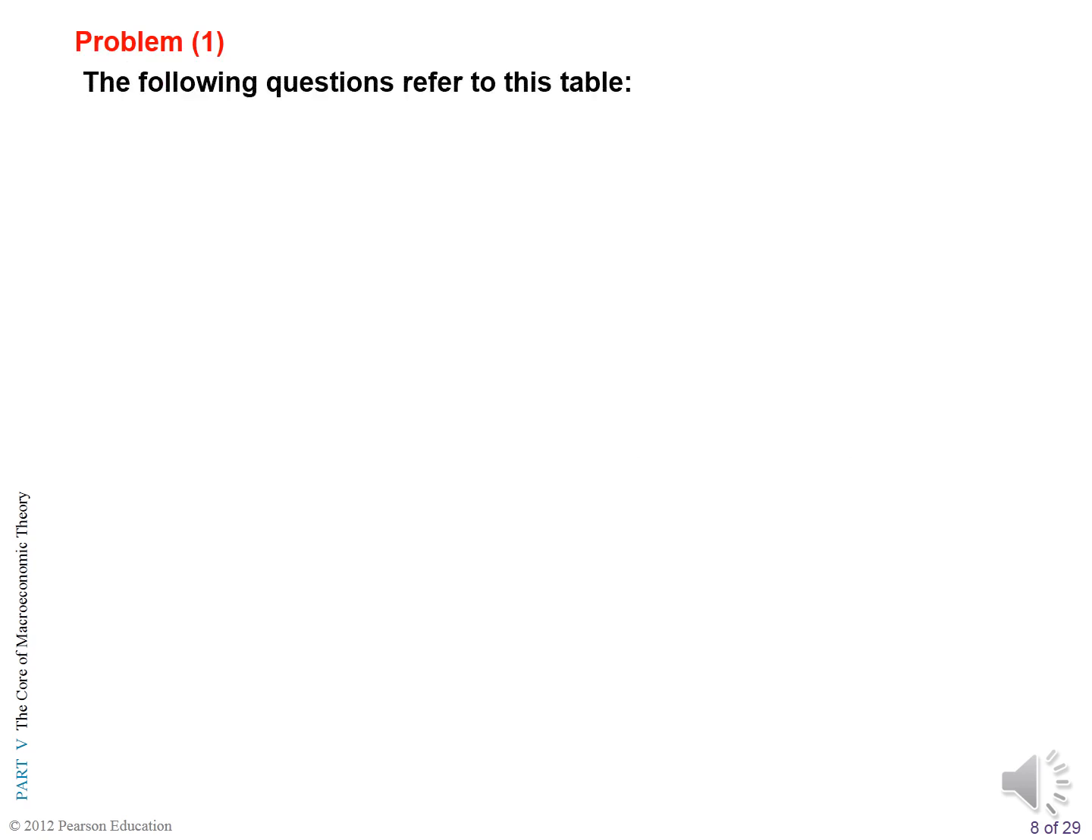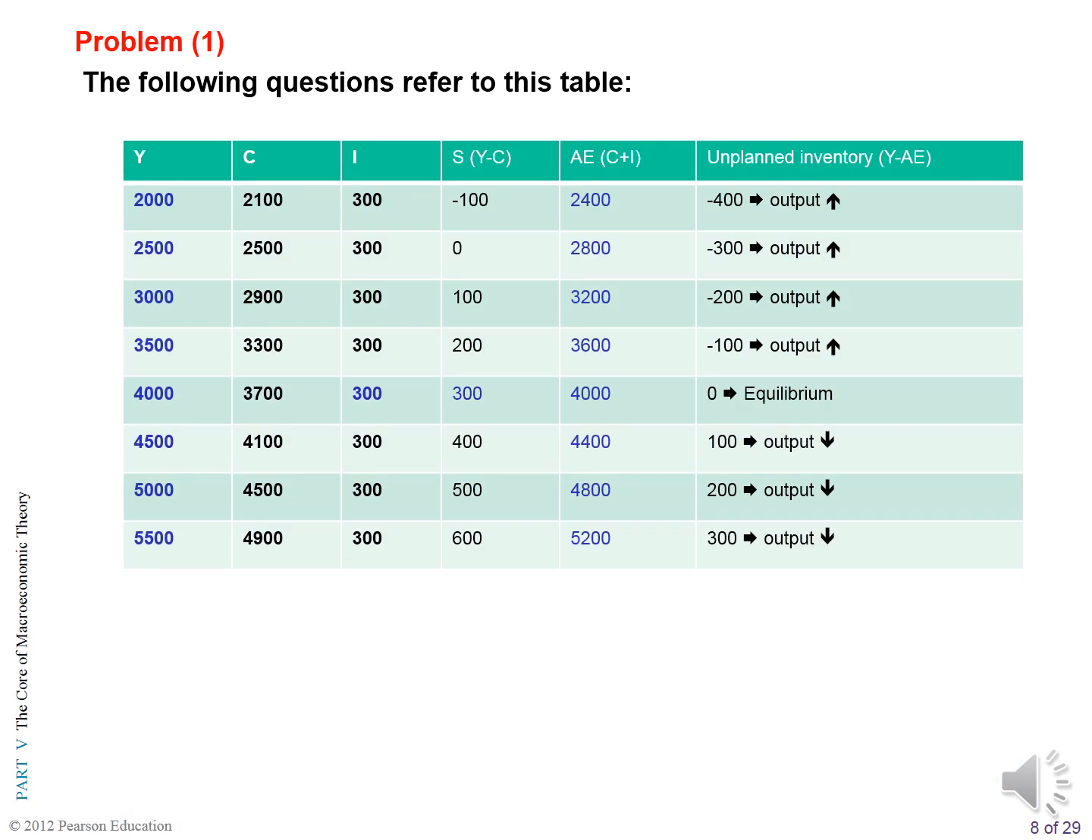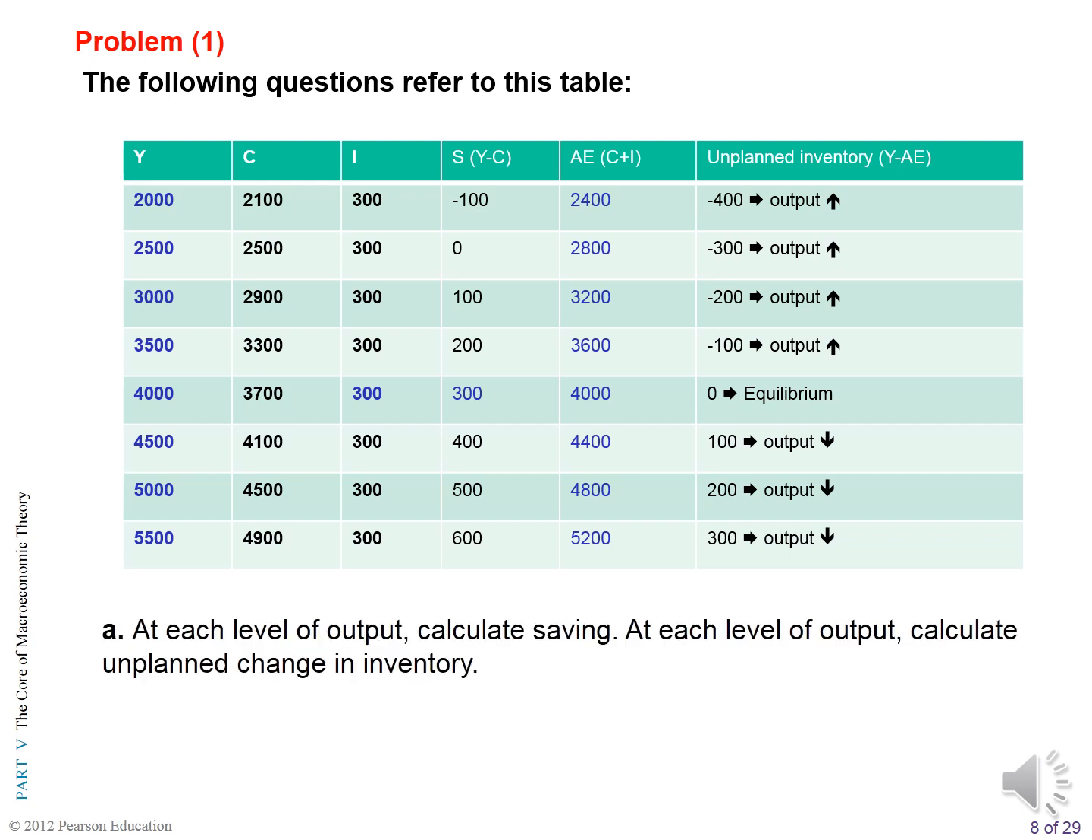Let's see this problem. The following questions refer to this table. مديني table هو مديني بس ال first 3 column. Why? Income, consumption and investment. Okay, just ignore the last 3 columns now. أول حاجة بيقول لي at each level of output calculate saving.